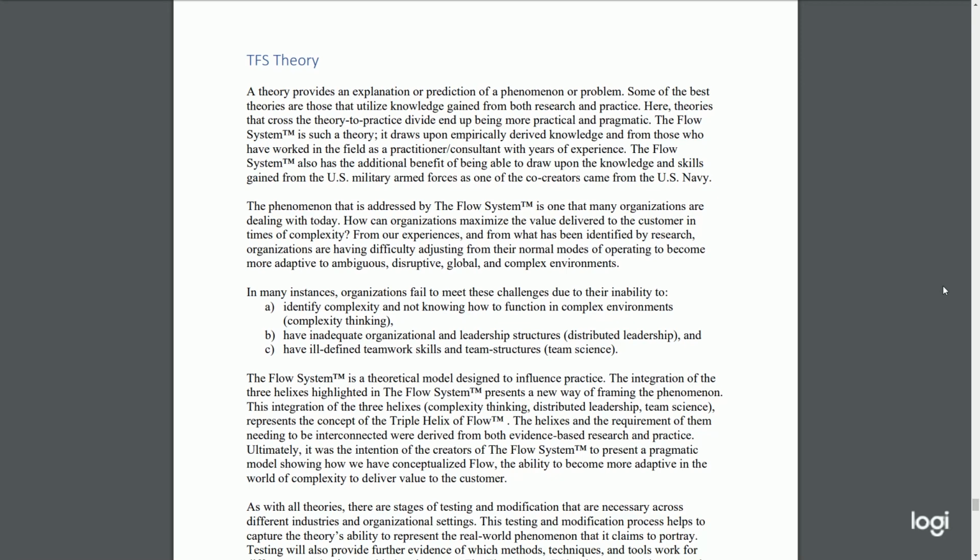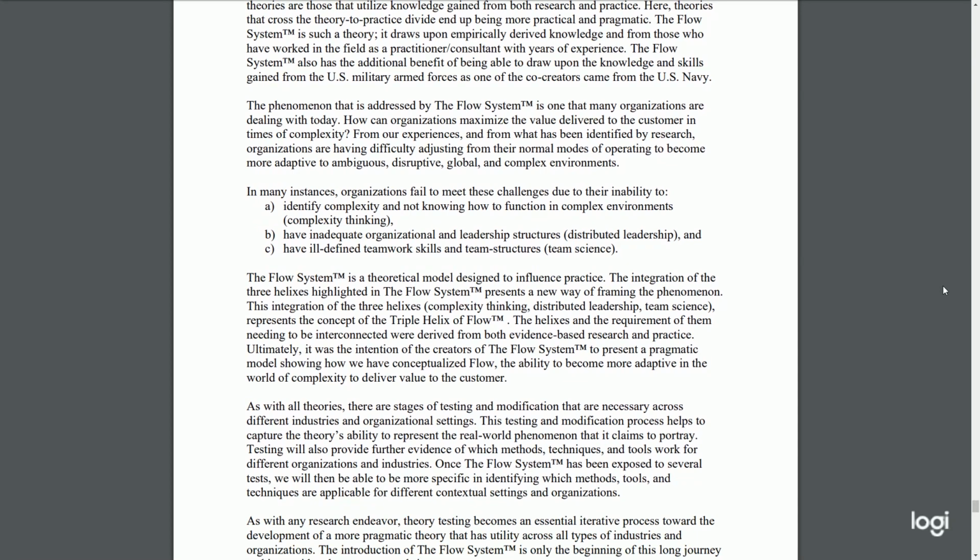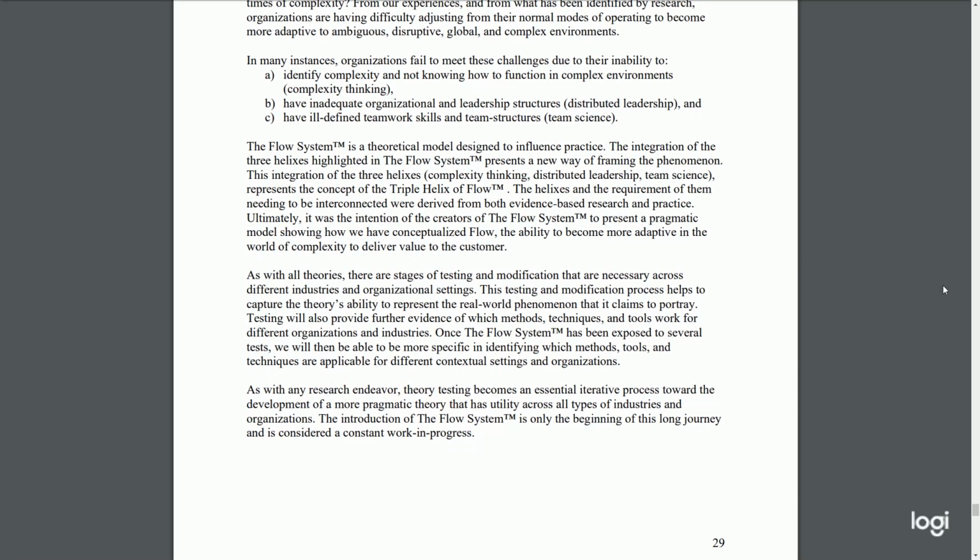As with all theories, there are stages of testing and modification that are necessary across different industries and organizational settings. This testing and modification process helps to capture the theory's ability to represent the real-world phenomenon that it claims to portray. Testing will also provide further evidence of which methods, techniques, and tools work for different organizations and industries. Once the flow system has been exposed to several tests, we will then be able to be more specific in identifying which methods, tools, and techniques are applicable for different contextual settings and organizations.